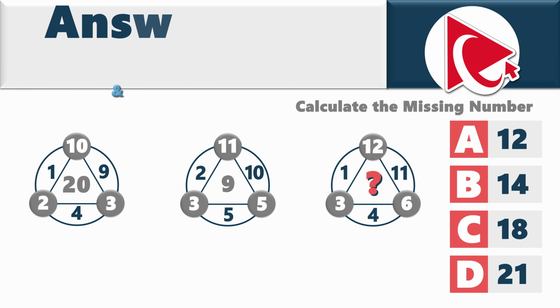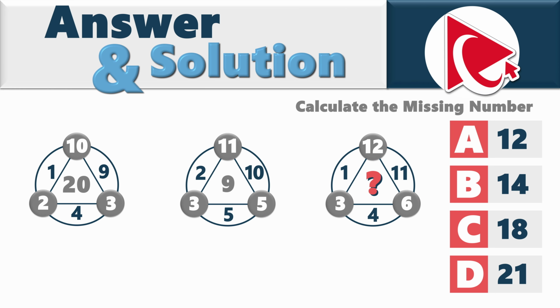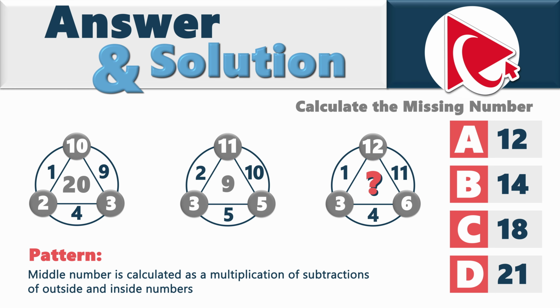Once you consider this grouping, the pattern here is very simple. The middle number is calculated as a multiplication of subtractions of outside and inside numbers. Let's look at the example.